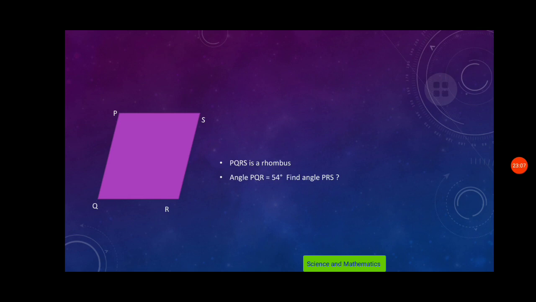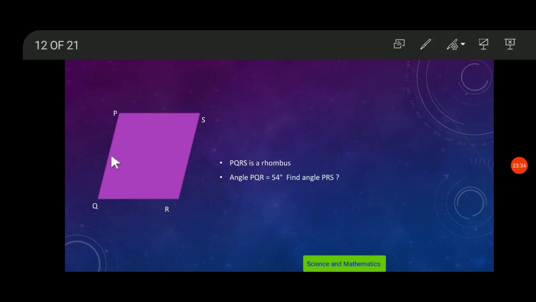Now here, what we have been given in the first question, you can see on my screen: PQRS is a rhombus. And angle PQR, that is PQR means what? Which angle? PQR means this angle. Let me mark it with a cursor. This angle is PQR. This is the 54 degrees you are given for PQR, this angle, everyone.